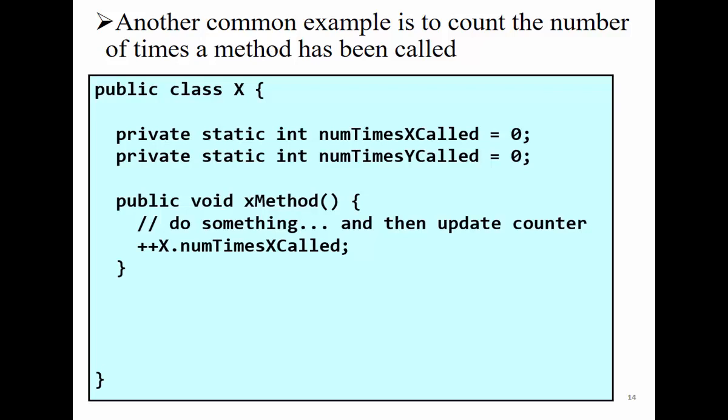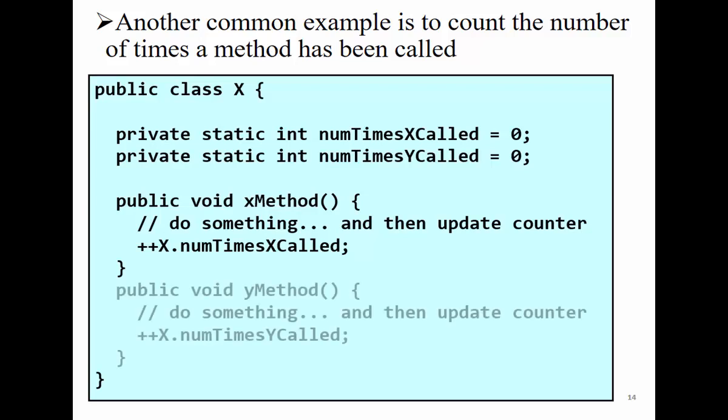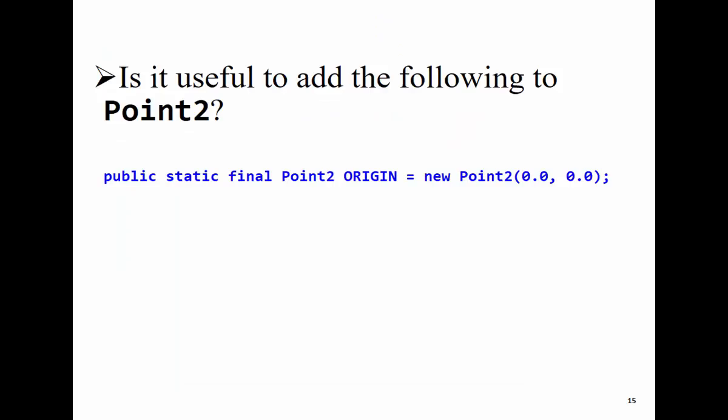And now you can see here we are using the class name, X, and the field name. Here it is very important that this method is accessing the static field and increments it whenever we call method X. Again, whenever we call method Y, we increment. So we can count the number of times we call these methods.